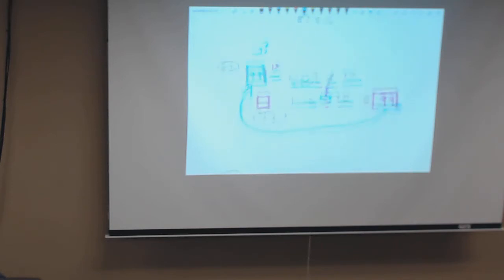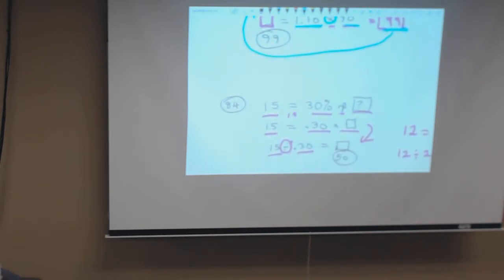Let's do another one. 84. 15, so I write down 15 equals 30% of empty box. What number? So I go 15 equals 30%, which is 0.30. Remember, change it to a decimal. Of means times. So now I have 15 equals 0.30 times something. How would I find this something?